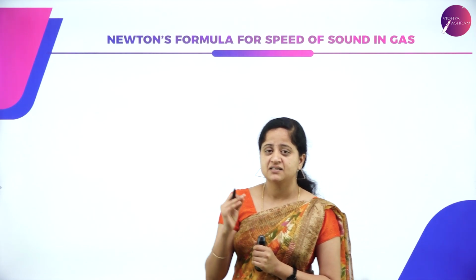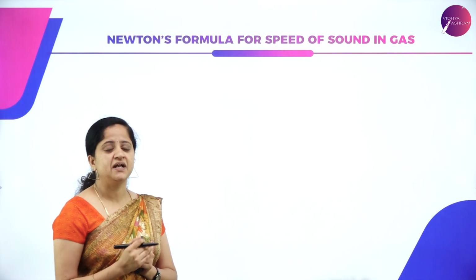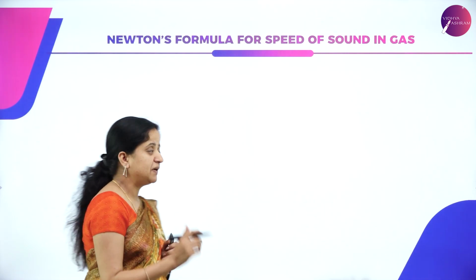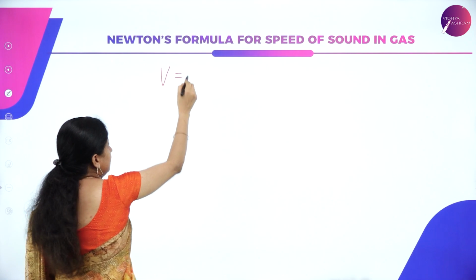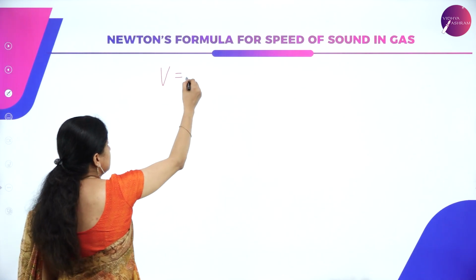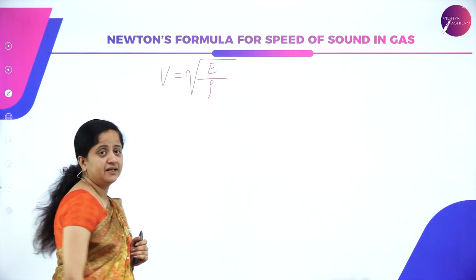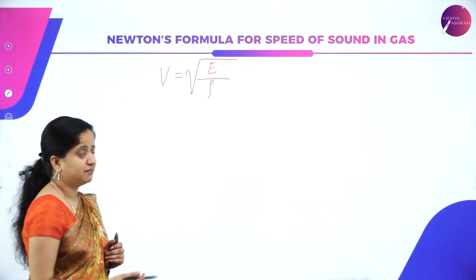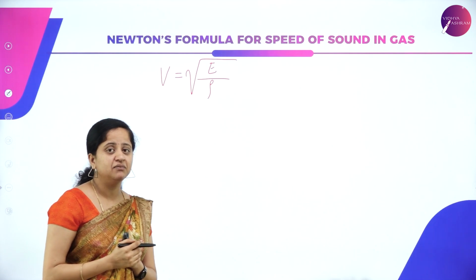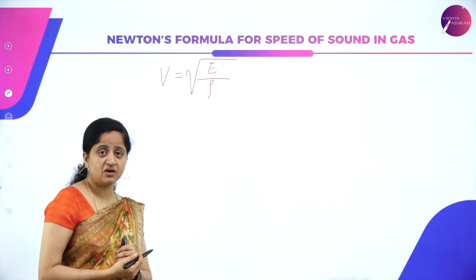So we know that sound is an example of longitudinal waves. So what is the speed of sound in air? The speed of sound can be calculated by a formula: V is equal to root of modulus of elasticity divided by the density of the medium. Here we have considered the air medium, so rho stands for the density of air.